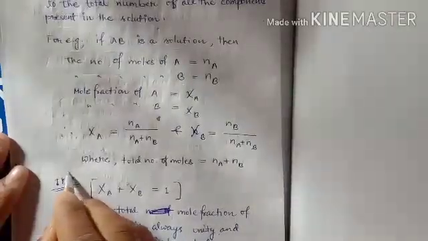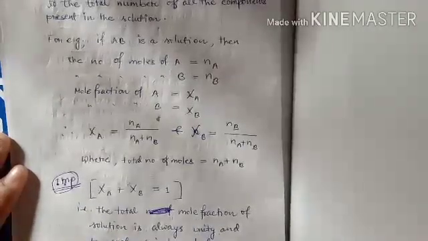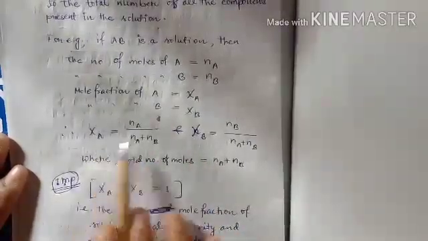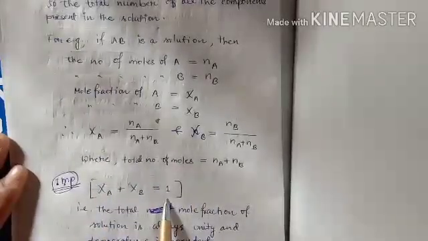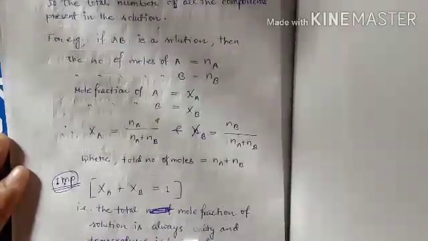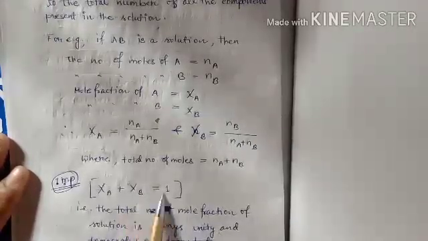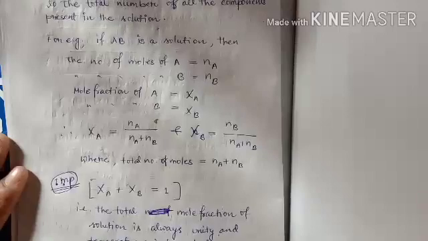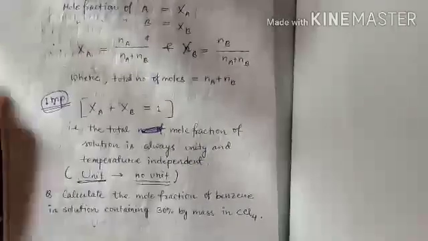It is very important that the mole fraction of a solution never exceeds 1. If we find xa and xb, the mole fractions of A and B, and sum up the values, it will always be equal to 1, approximately or directly. So the total mole fraction of a solution is always unity and temperature independent. If the temperature increases or decreases, the mole fraction does not change. Mole fraction remains as it is, and it is very important that there is no unit.